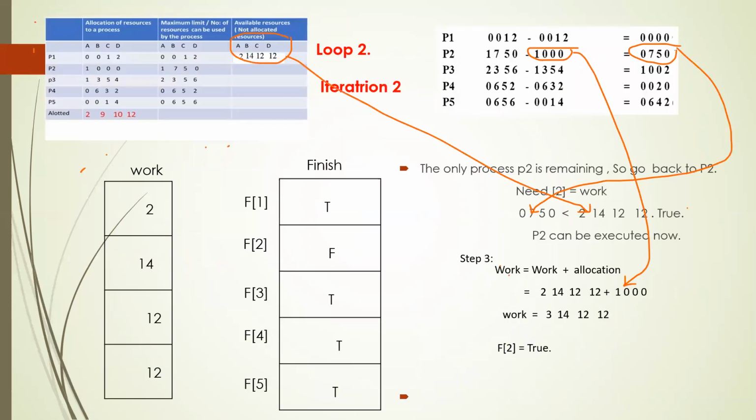First loop over. Now the processes P1, P3, P4, P5 are executed. P2 is not executed. So once again, go to second loop.